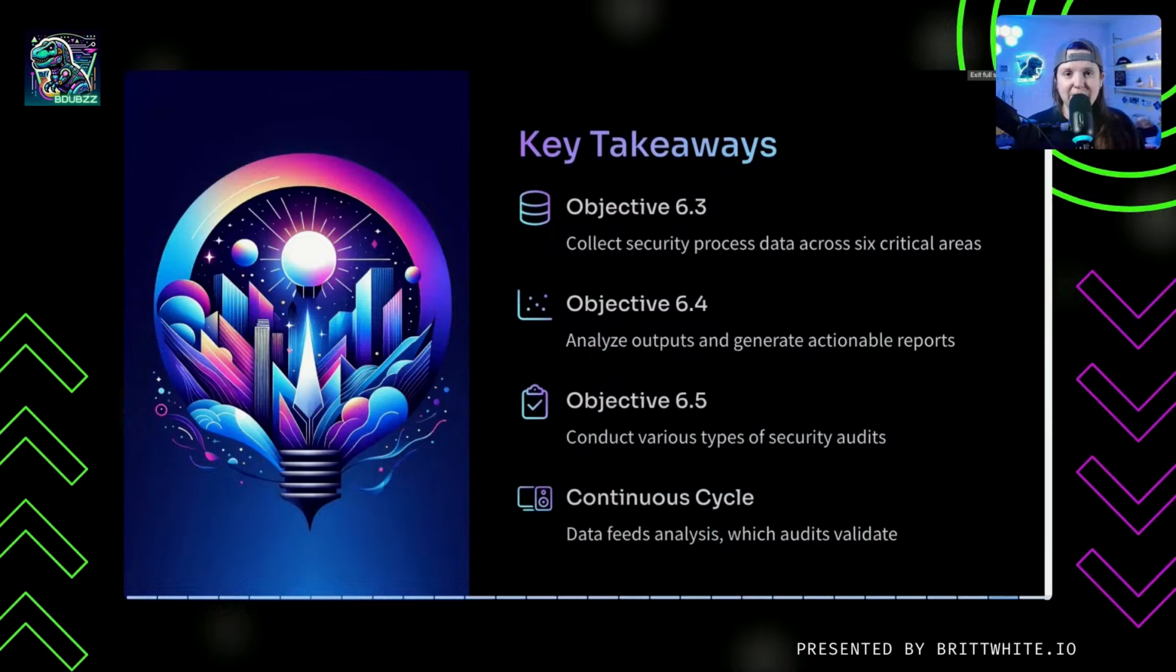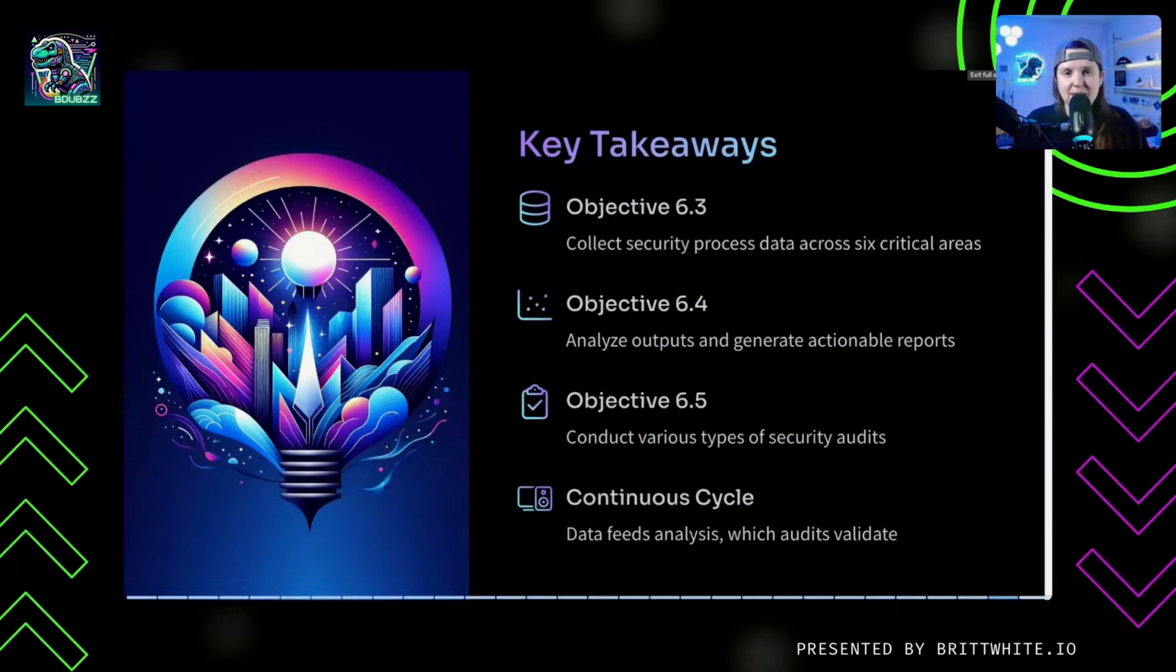Objective 6.4, we examined test output analysis and report generation. It's not enough to just collect the data. We need to make sense of it. Tools like CVSS scores help us determine which vulnerabilities need immediate attention versus those that can wait.